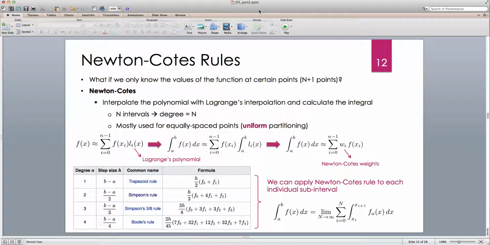Hello and welcome to another Java tutorial. In this tutorial, I'm going to continue the discussion on numerical integration in Java.